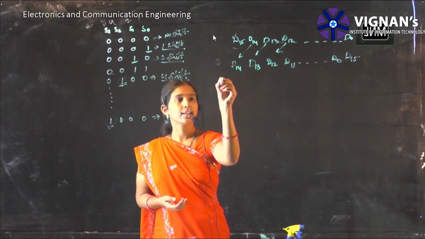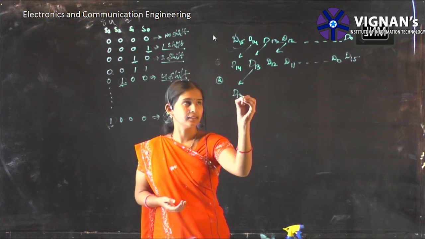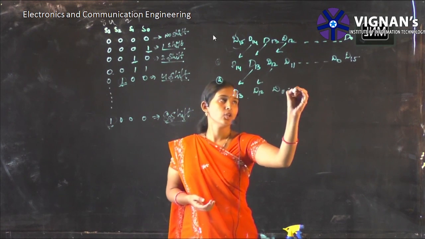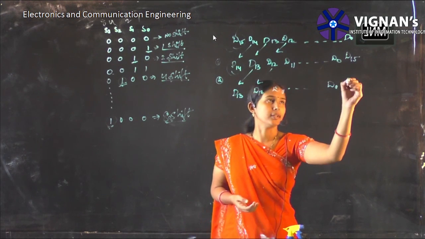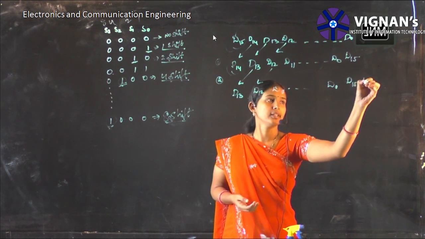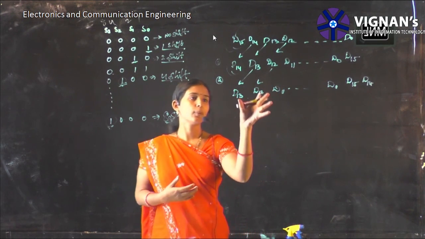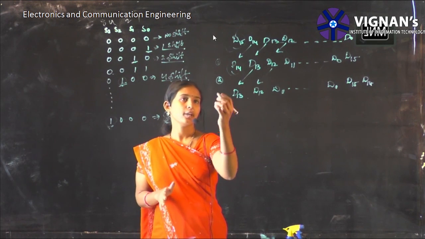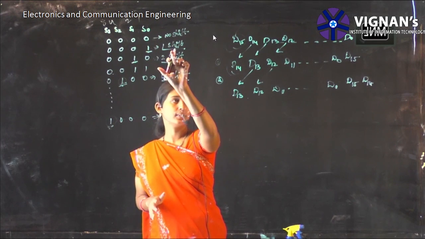Coming to your second circular left shift, you will be getting D13 here and D12 here and D11 here, and so on up to D0, and D14 will be going here. See, D15 and D14. Why am I being so particular about this? Because you will be seeing it in your code.